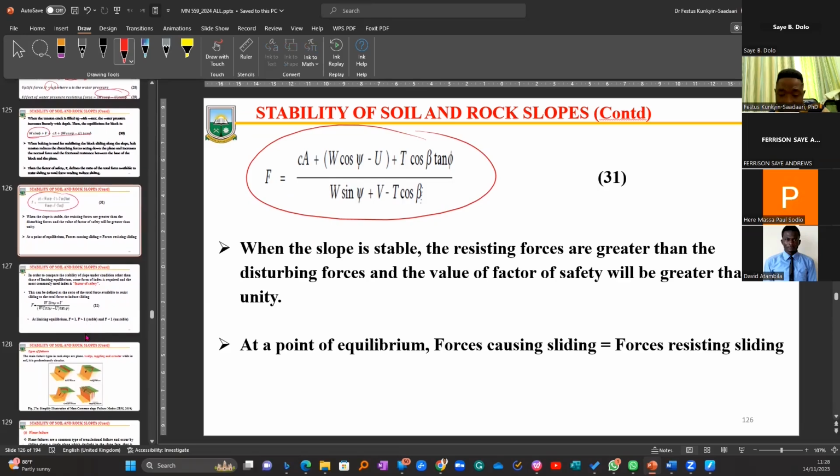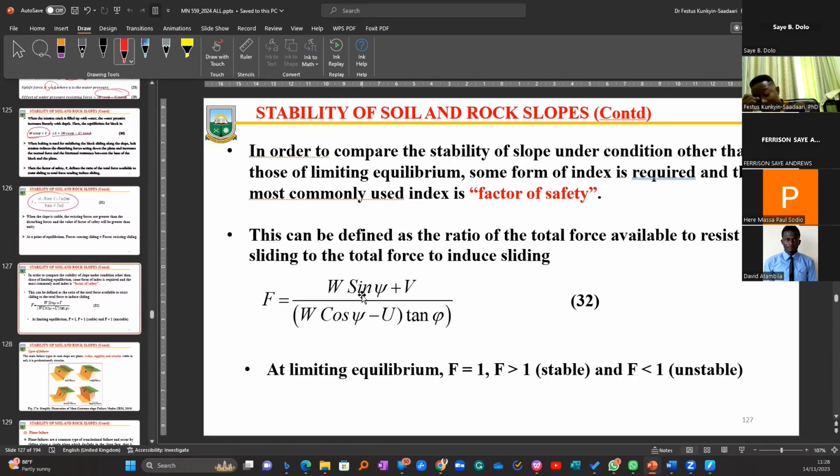And so I want us to have a look at one thing which we term the factor of safety, which we use all the time. In order to compare the stability of a slope under any condition other than the limiting equilibrium, which is a situation where you are just concerned about whether all the forces are equal, we can also look for an index that we can use to describe whether we are safe or we need to put in further effort. That is what we term the factor of safety.